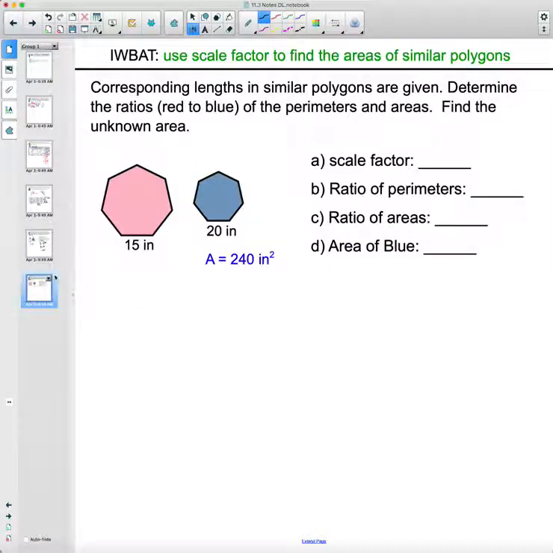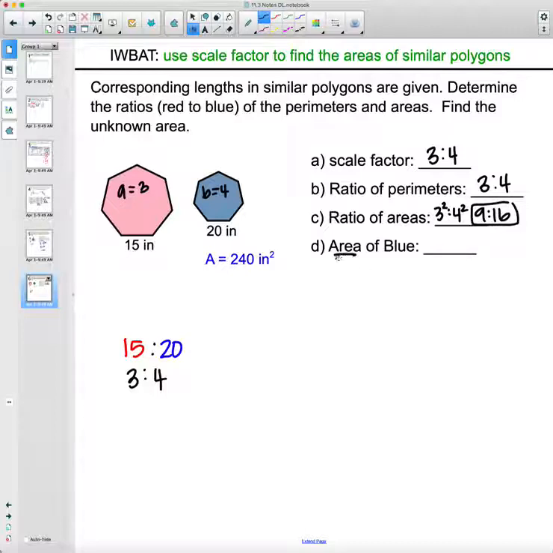Okay, let's try one more. So this one, again, let's do the scale factor, and they want the red to blue scale factor. So we'll be comparing 15 to 20. Both are divisible by 5. So we'll divide by 5 to get 3, divide by 5 to get 4. Okay, so your A is 3, your B is 4, if we want to do it that way. So then when we look at our scale factor here is 3 to 4. Our ratio of our perimeters is 3 to 4. So our ratio of our areas is going to be 3 squared to 4 squared. So this is going to be 9 to 16, which then we're looking for an area.